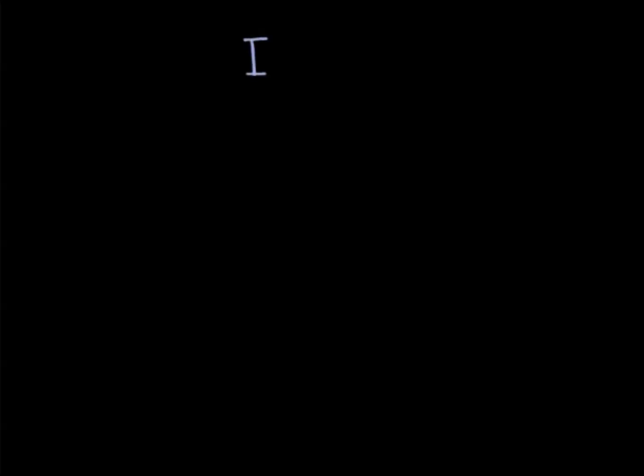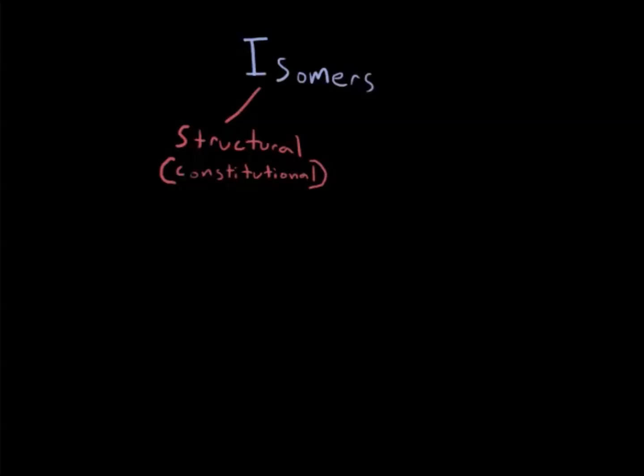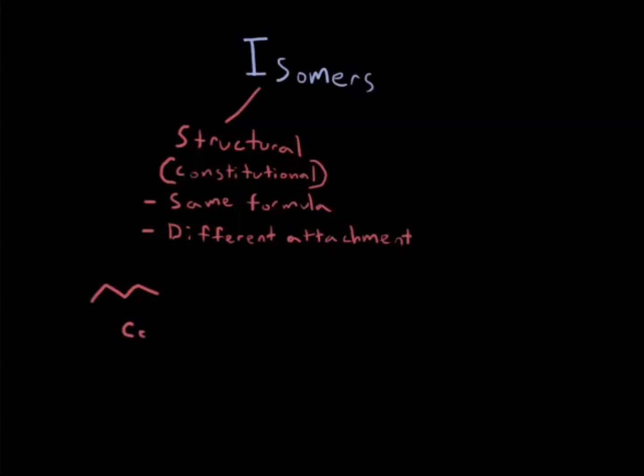Let's talk about isomers. We know that we have our structural isomers, which are also known as constitutional isomers. And these have the same molecular formula, but different attachments of the atoms. So we can take a look at this. Here we have just regular pentane, C5H12. That's pentane. But we can move one of these methyls. Let's put it right there. Same molecular formula, C5H12, but now we're dealing with 2-methylbutane. These are two constitutional isomers.